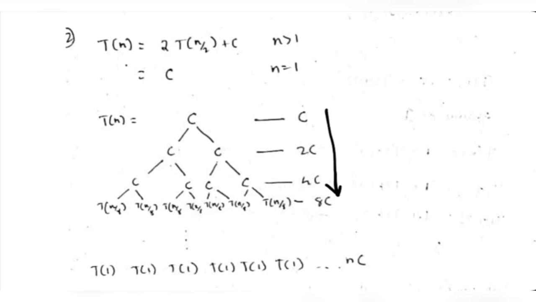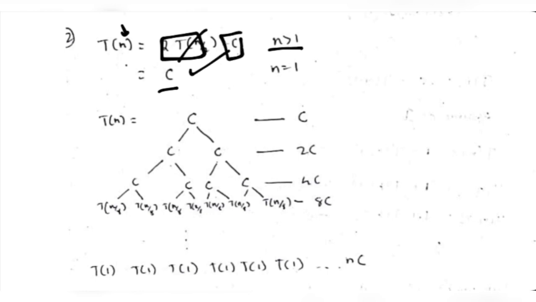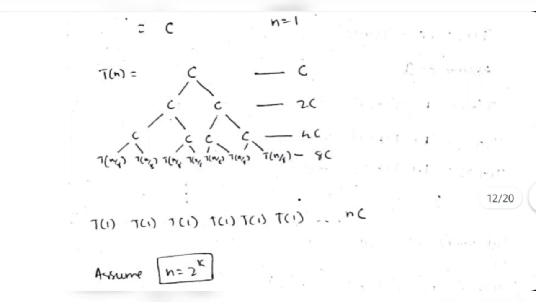So when we reach T(1), the time taken will be c, because if we put the value of 1 here, it will be 2 times T(n/2). Since n should be greater than 1, when n is less than 1, this value will be 0, so total time will be c. So at the last level, total time here will be c for T(1).